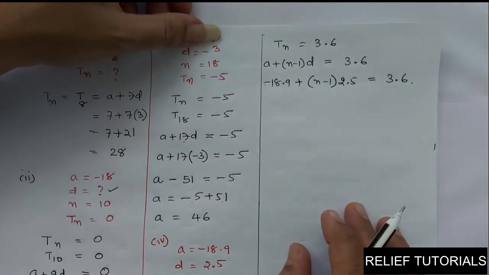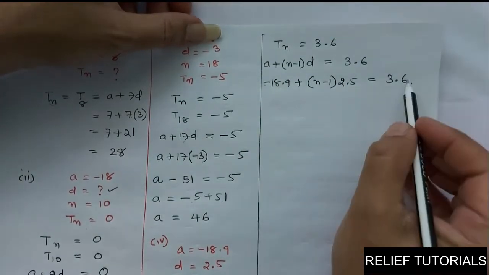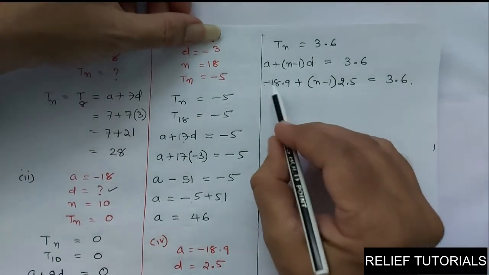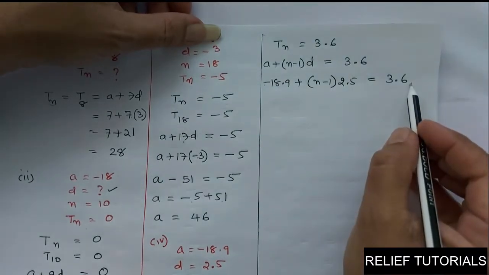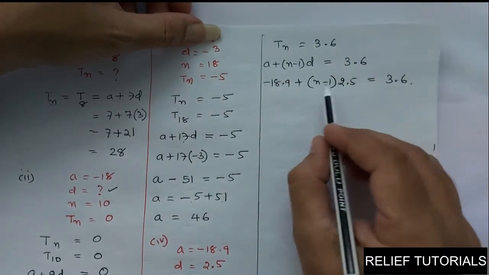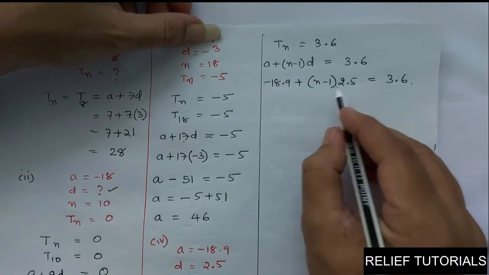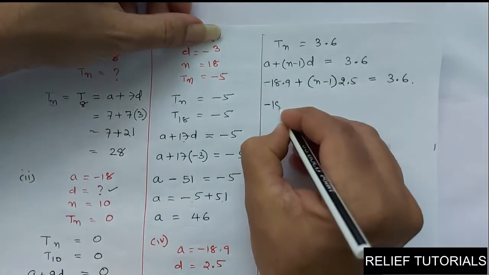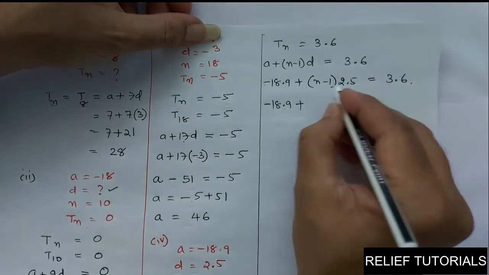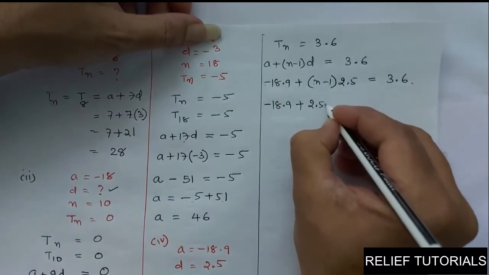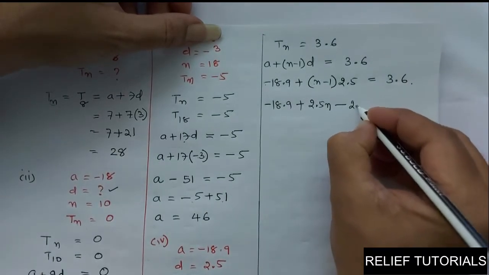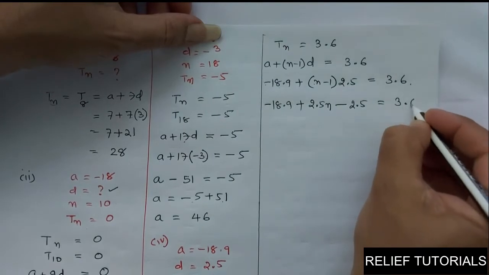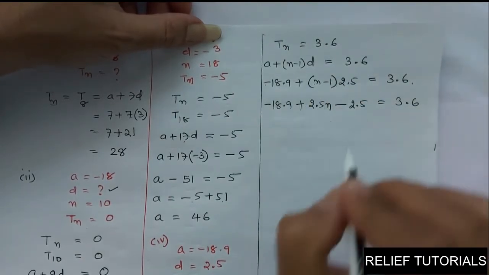Clear? So now you can send this minus 18.9 to the other side, where it becomes plus 18.9, or you can open the bracket also as you wish. If you want to open the bracket, you can open it. Minus 18.9 plus 2.5 into n, 2.5n minus 2.5 is equal to 3.6. I have just opened the bracket here.